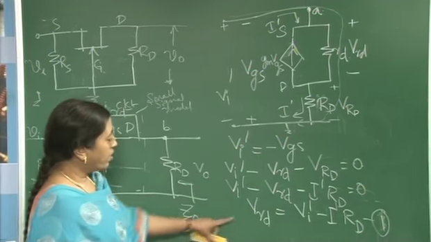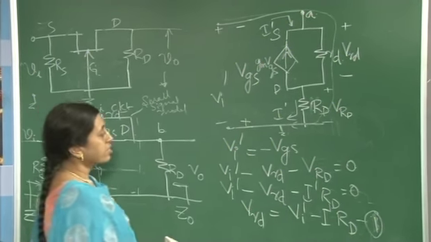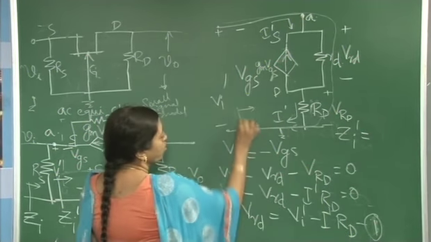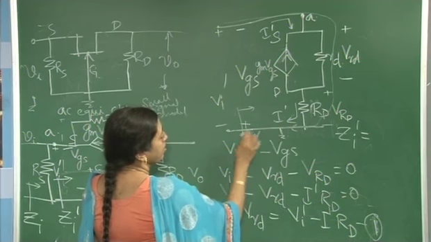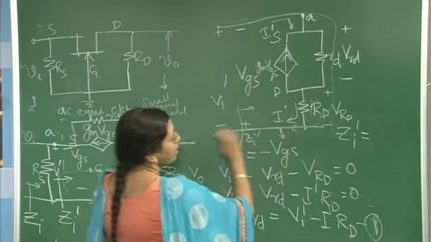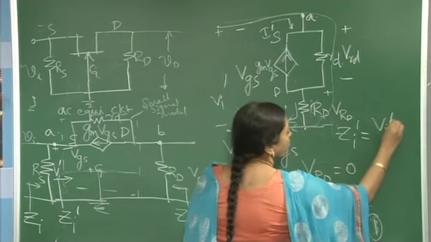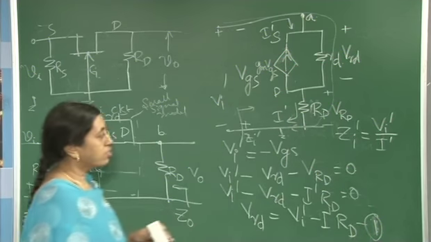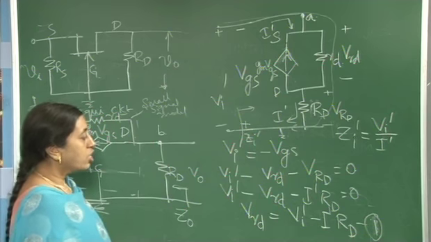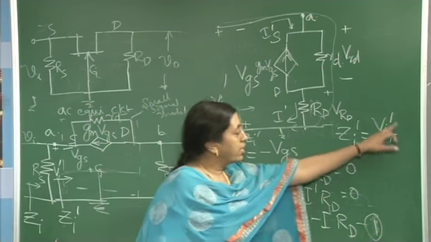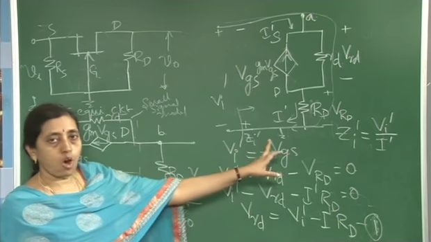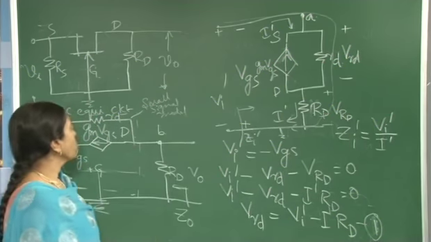The reason why we are finding out this VRD is that Zi dash is nothing but, if I want to look back here at the circuit, Zi dash will be Vi dash by I dash, that is the total input voltage divided by the total current, which is nothing but Vi dash by I dash. So, I need to obtain an expression in this form so that we can determine on what parameters Zi depends on.